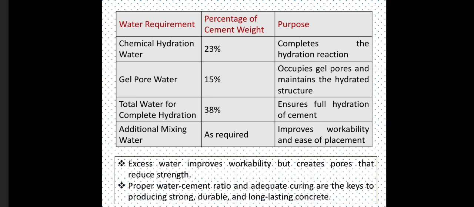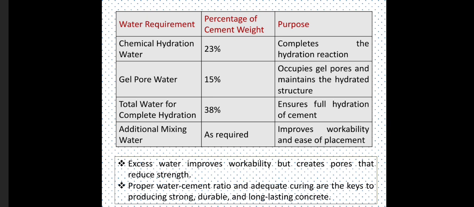However, this additional water should be carefully controlled. If we are using extra or excess water, the extra water evaporates after the concrete hardens and leaves behind tiny spaces called capillary pores. These pores increase the permeability of the concrete, allowing water and harmful chemicals to enter easily. As a result, strength decreases, shrinkage increases, cracking becomes more likely, and durability of the concrete is reduced.